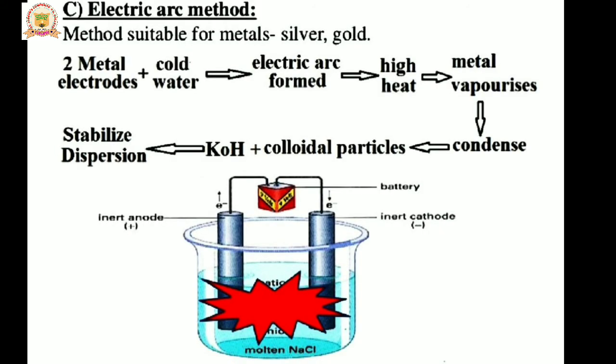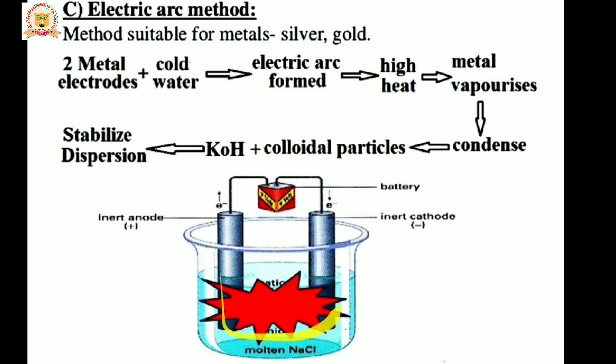Using the flowchart: the electric arc method, or Bredig's arc method, is suitable for the metals silver and gold. Here the two electrodes are dipped in cold water or ice water. Then an electric arc is formed between the two electrodes. Then a tremendous amount of heat energy is released. That metal vaporizes, and in the ice bath it undergoes the condensation process. Then it forms the colloidal particles. To stabilize these colloidal particles or colloidal sol, they add the electrolyte KOH. Then the stability of the dispersion can be formed, which is called the colloid.